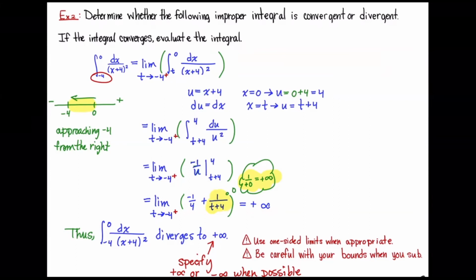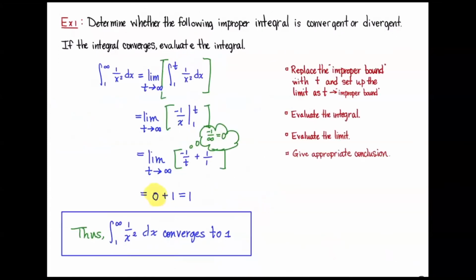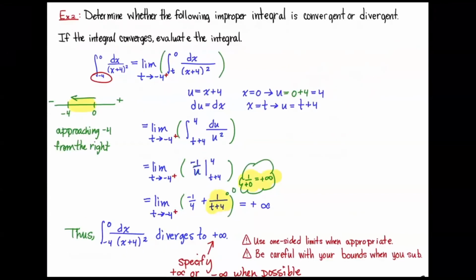So how do we know if the integral is converging or diverging? In this example, it did not go to a number. If the limit goes to some finite number, like in the previous example, where this limit went to 1, we say it converges. If it does not converge, then it diverges. Any other questions on this one? Okay.